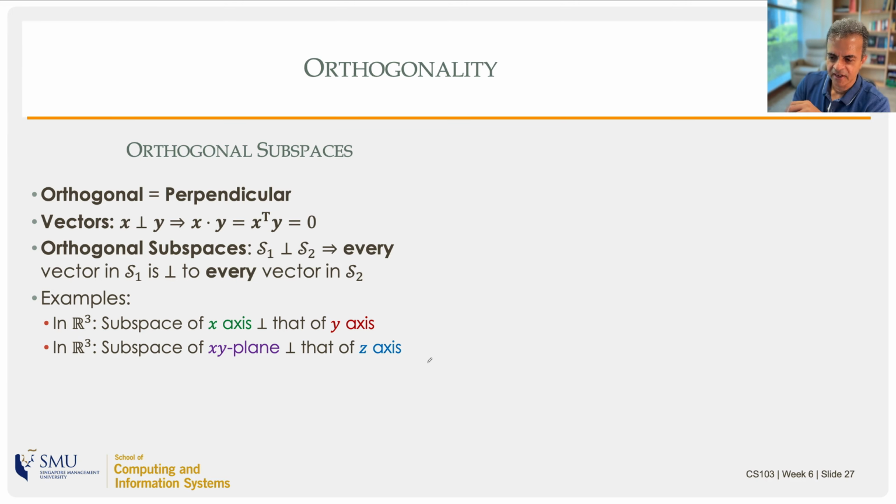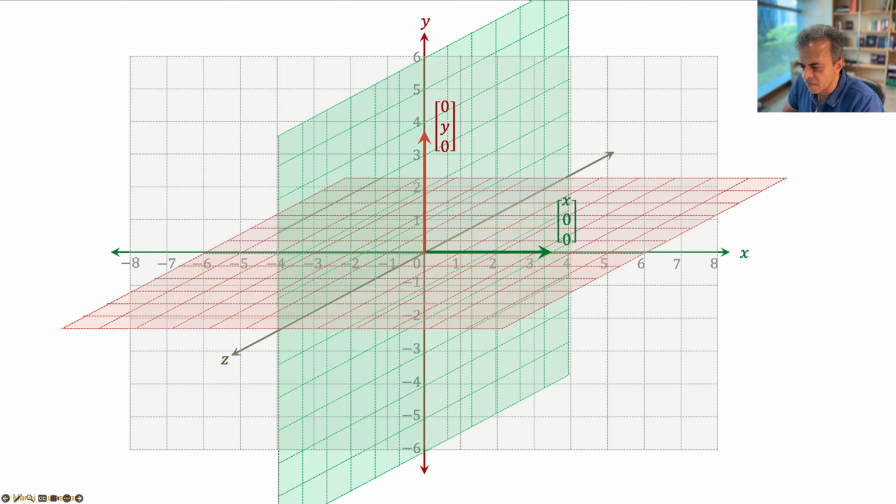Why? Because you take any vector along the x-axis and take its dot product with any vector along the y-axis, you're always going to get 0. Let's visualize that. Vectors along the x-axis would have the form x0, 0. This is in R3, so 3 components. Vectors along the y-axis would have the form 0, y0. Obviously, you can see that they are perpendicular, so they are orthogonal too.